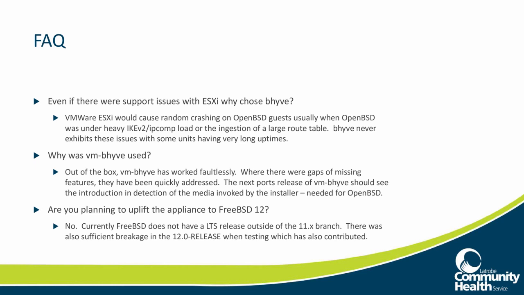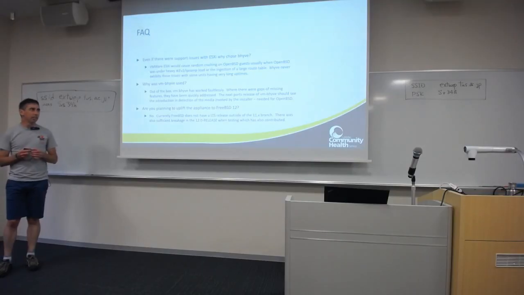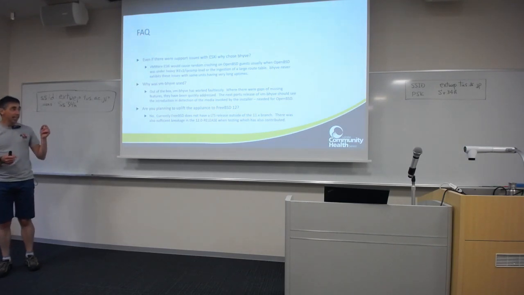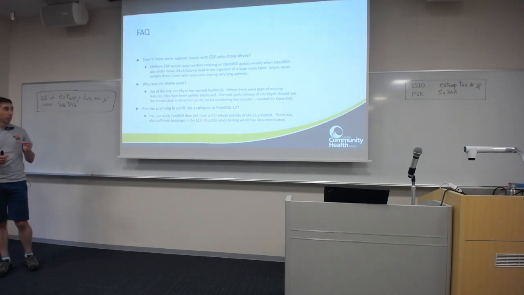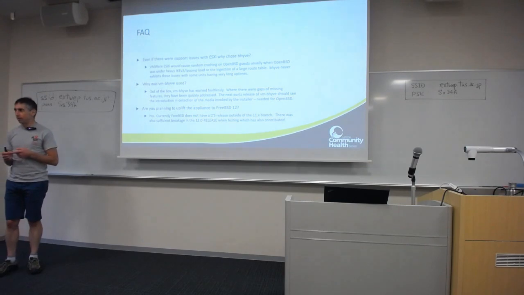So I'll sort of pause there. What I mean by that is how VMware seems to handle its memory management. OpenBSD is very concise and it's really good because it highlights some issues that you may have in either physical hardware or virtual platforms. And ESXi would show up these issues when using IPv2 and IPconf as part of IPv2.